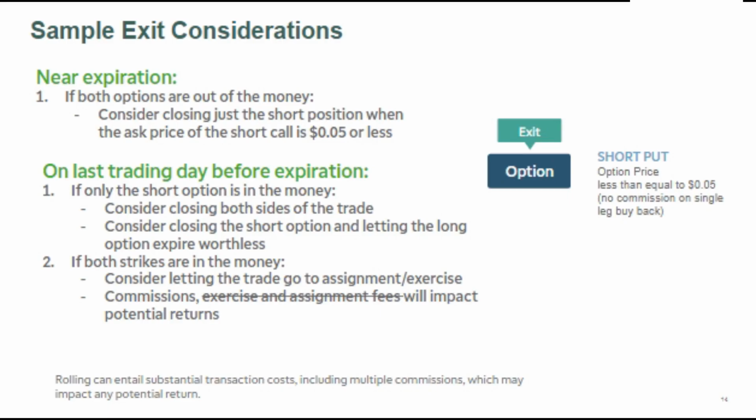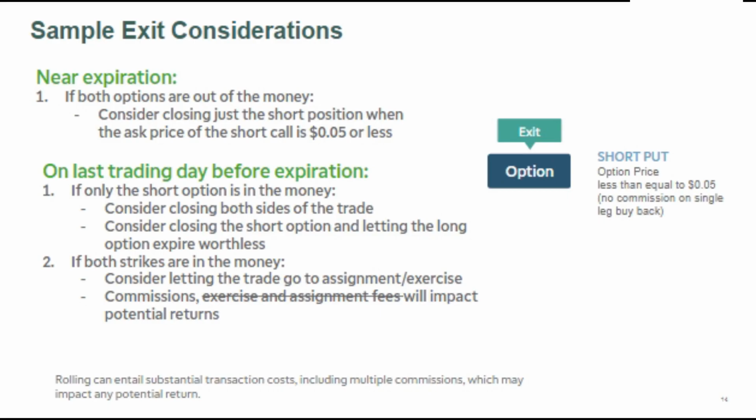If both strikes are in the money, consider maybe just letting the trade go to exercise assignment. You'll realize your max loss. Consider commissions. There are no exercise assignment fees anymore, which is good. If they're both in the money and trading at basically intrinsic value, you're going to realize max loss if you trade out of it or if you let them exercise. But if you let them exercise and assign, there's no commission on it and no exercise fee. If you trade out of it, you're still paying that per contract commission.